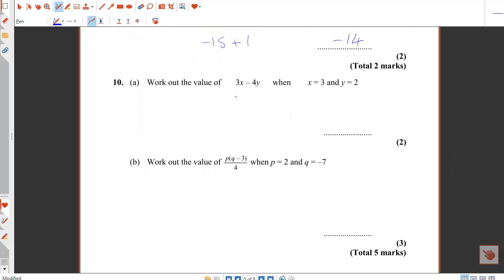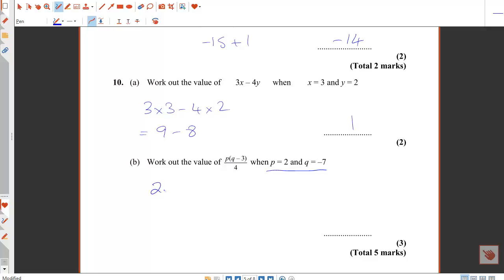Work out the value of 3x minus 4y when x is 3 and y is 2. So that's going to be 3 times 3, take away 4 times 2, which is 9, take away 8, that gives us 1. And now we have p is 2 and q is -7. We're going to work this out.